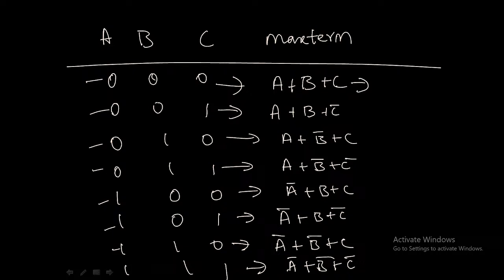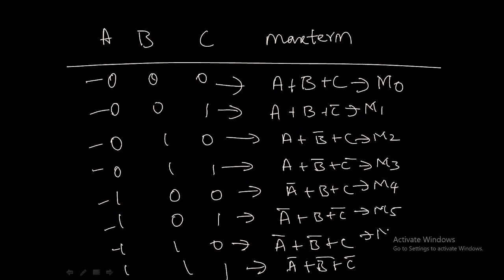So this will be equal to M0. It can be represented as capital M0, M1, M2, M3, M4, M5, M6 and M7. So this is how we are going to write all the max terms in the POS form of representation. Next, let us see the notation of these max terms.